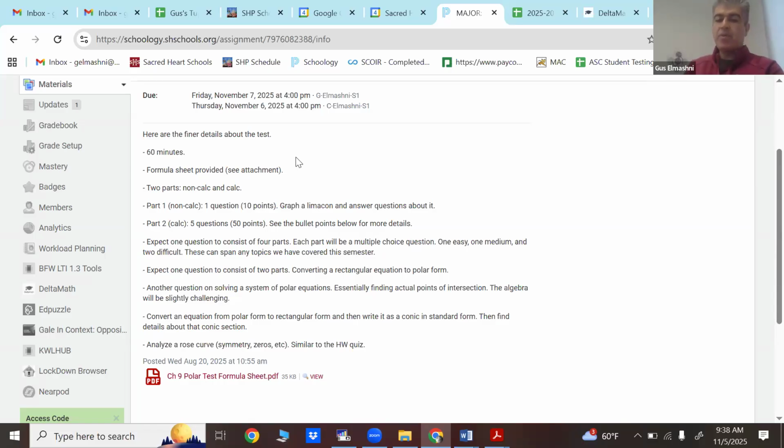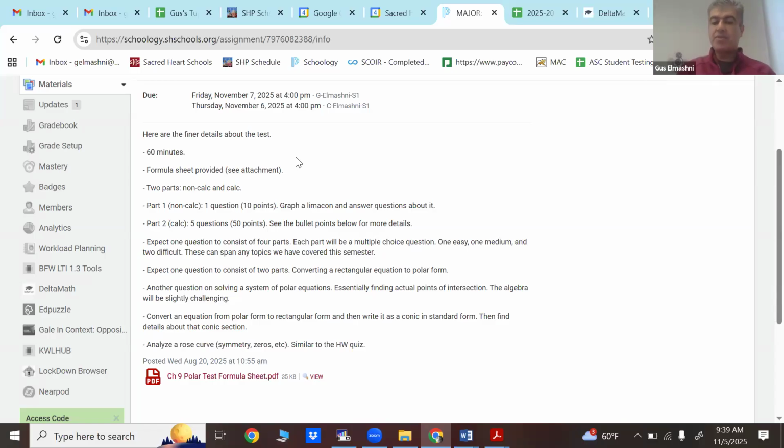The next one should be pretty straightforward. Expect one question to consist of two parts, part A and part B. You're converting a rectangular equation to polar form, just like we had in the notes last week, where we had these rectangular equations put into polar form. So that shouldn't be too hard. Just two parts there.